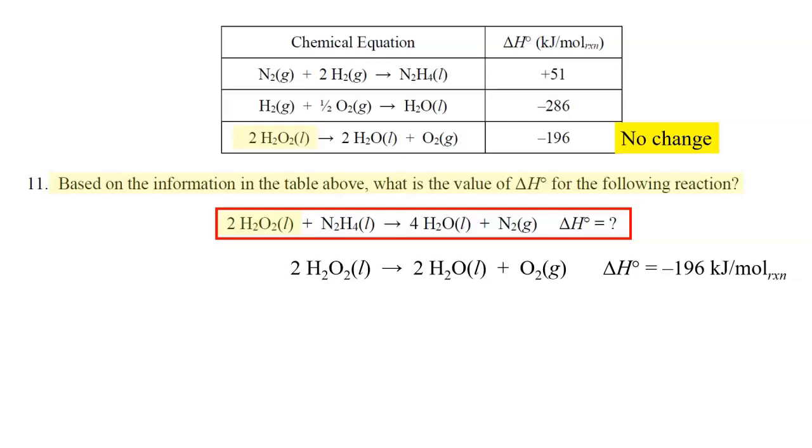Now, the next substance I'm going to focus on is N2H4. So what I need is 1 mole of N2H4 to appear on the left side of the equation. When I look at the data table, I can see that this chemical equation has 1 mole of N2H4, but it's actually on the right side of the equation. And I need that N2H4 to be on the left side of the equation.